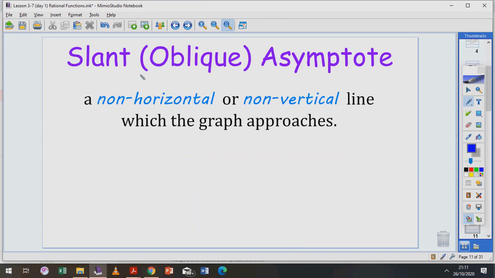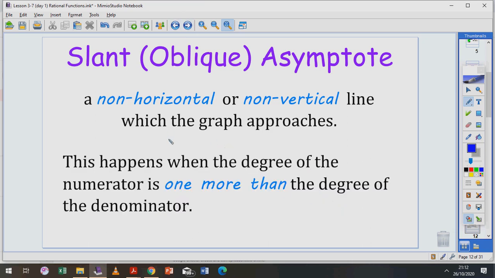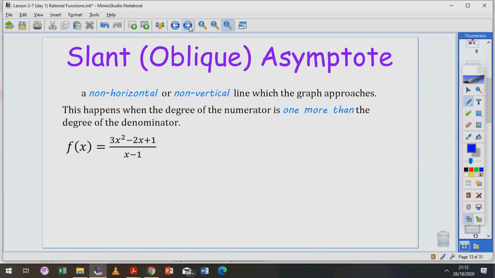Another type is called a slant asymptote or an oblique asymptote. It's not horizontal and it's not vertical. It's a slant. It can be a slant like that or a slant like that, of a positive or negative gradient. So this happens when the degree of the numerator is 1 more than the degree of the denominator. So when the degree of the numerator, as you can see here, is 1 more than the degree of the denominator. And remember, to figure this out, I just need to divide the coefficients by the largest term.